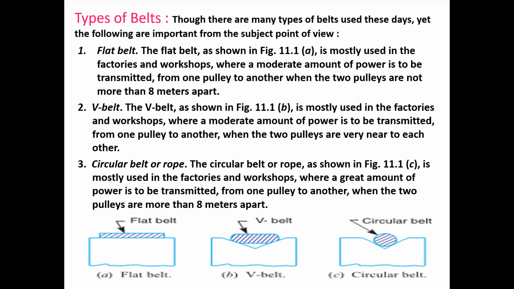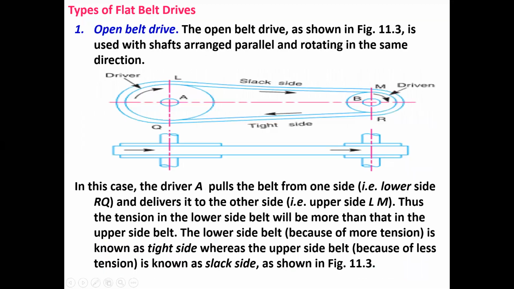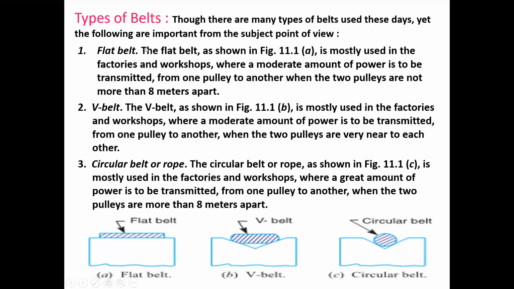Types of belts, just observe that. These are flat belts, V belts, and circular belts. Mainly we consider these three types, the flat belts, V belts, and circular belts. These are generally classified by their cross section.